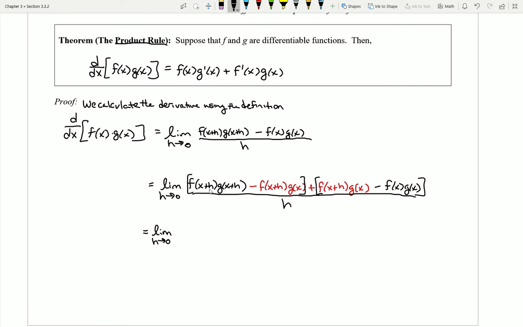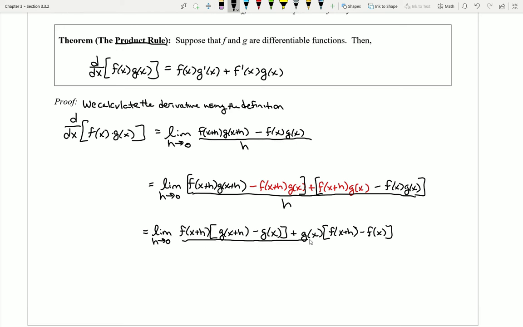So take a look. In the first set of brackets, can you tell what's in common? Well, yeah, I have an f of x plus h that's in common, and a g of x plus h minus g of x would be left over. I can do the same thing with the second set of parentheses, where I have a g of x in common. And I'd have an f of x plus h minus an f of x left over.